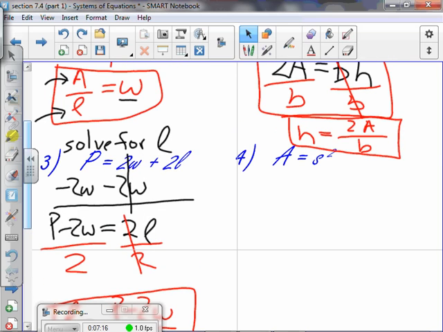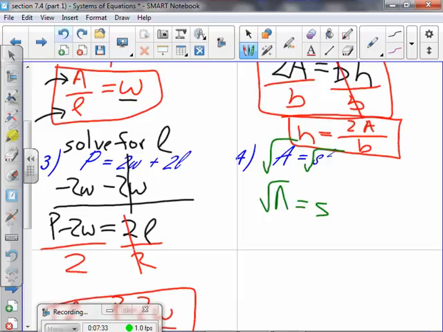Okay? And finally, this one's pretty self-explanatory. We want to solve for S. S is almost by itself, but we have A equals S squared. And so the way to undo that square is to take the square root of both sides. The square root and the square will cancel each other out, so I get S equals the square root of A. And that is my answer.